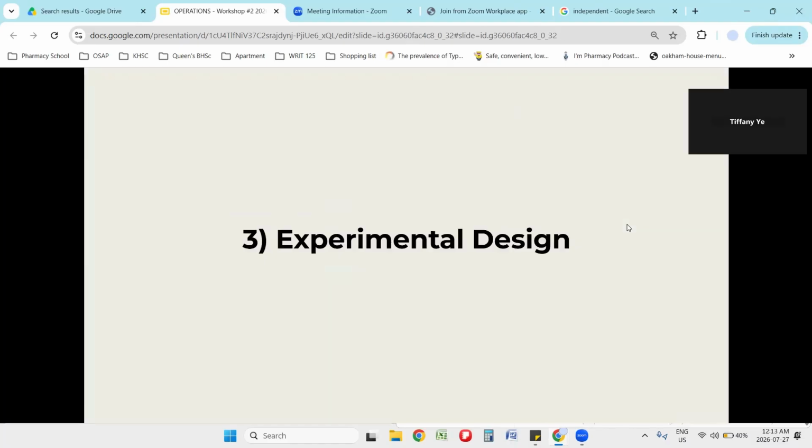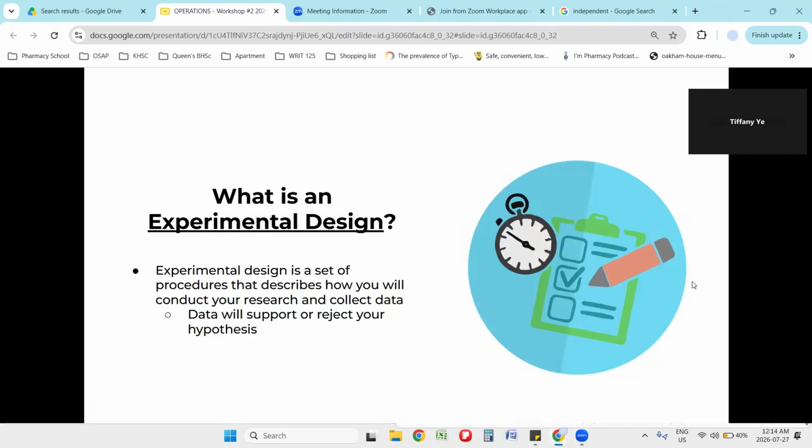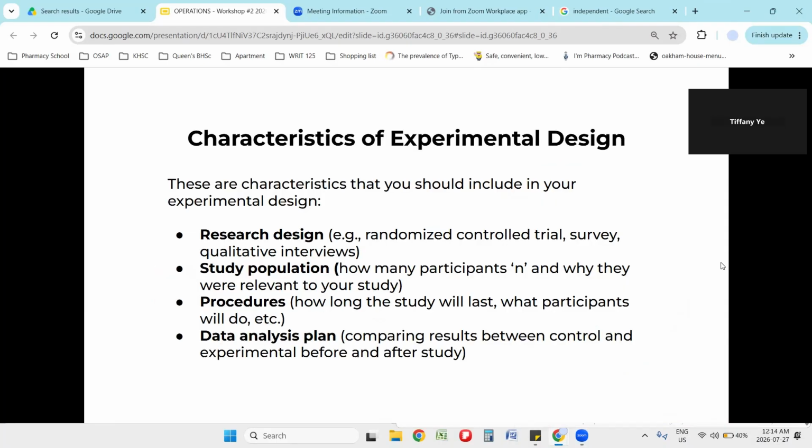So now we'll move on to our experimental design learning aspect. You might be wondering, what is an experimental design? An experimental design is essentially a set of procedures that describes how you will conduct your research and collect your data. And this data is important because it will help you support or reject your hypothesis. Some characteristics of experimental design you should include in your proposal are research designs, your study population, general procedures, and your data analysis plan.